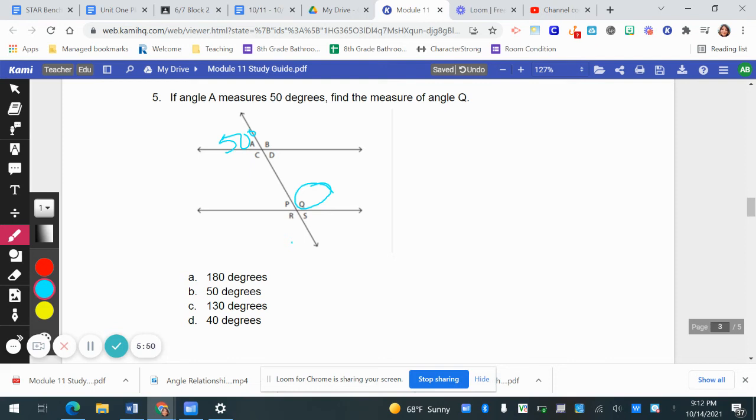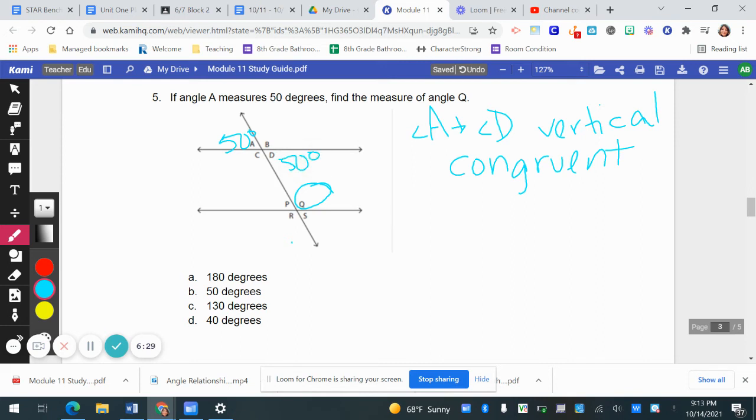They are not on the same side of the transversal, so I know they can't be the same side angles. So how am I going to figure this out? Well, it gives me the measure of angle A is 50 degrees, so I can find the measure of angle D since they are vertical angles. So angle A and angle D are vertical angles. I know that they must be congruent. Therefore, D is 50 degrees.